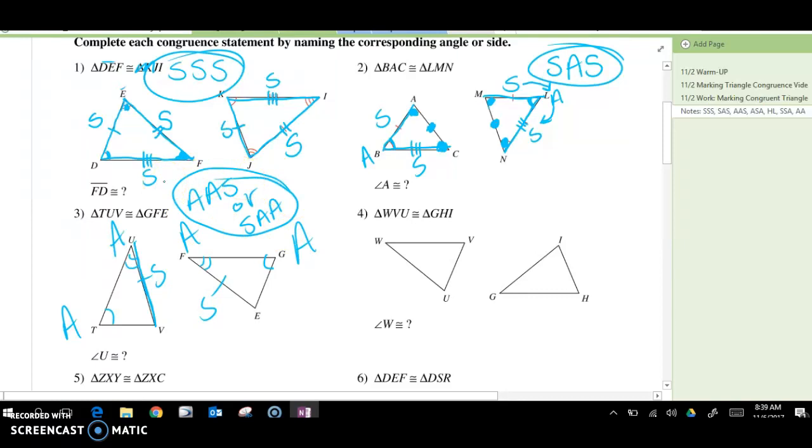So how many congruent postulates have we talked about so far? Let's look at them. The first one was side, side, side. The second one is side, angle, side. And the third one is angle, angle, side, or side, angle, angle. Very good. Okay. We have one more that we need to talk about.